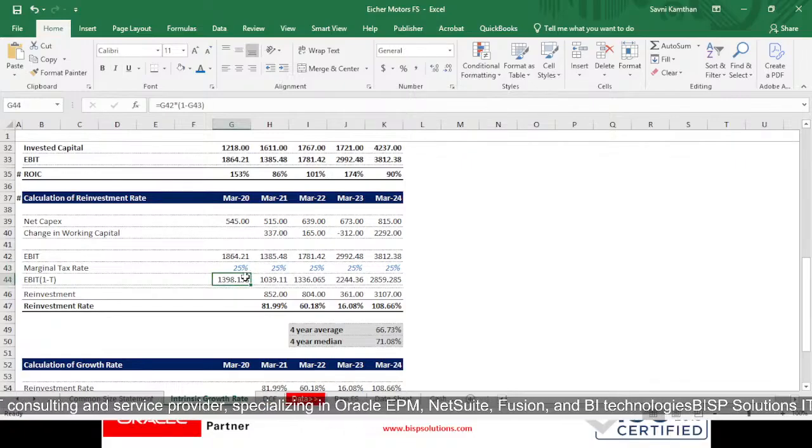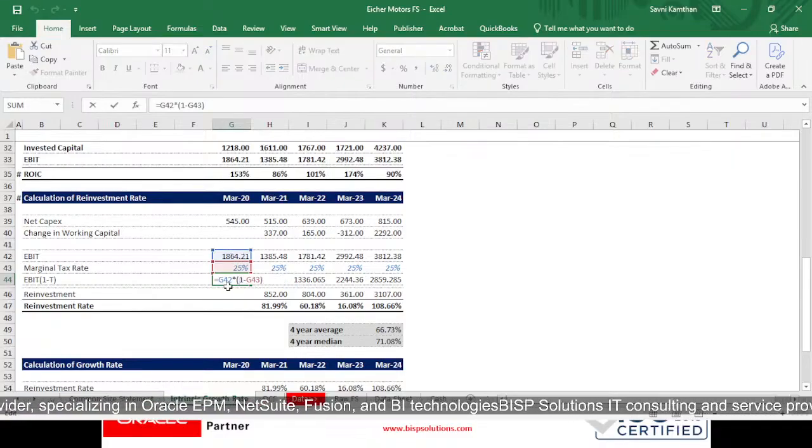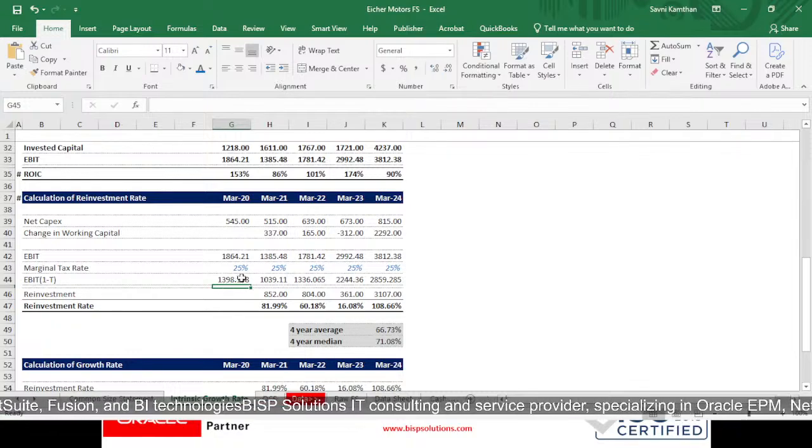Then if we want to calculate our EBIT into 1 minus t, so what to do in that, we have taken EBIT, which is our 1864.21, into 1 minus our tax rate, which is 25%. So we will be getting 1398.158.